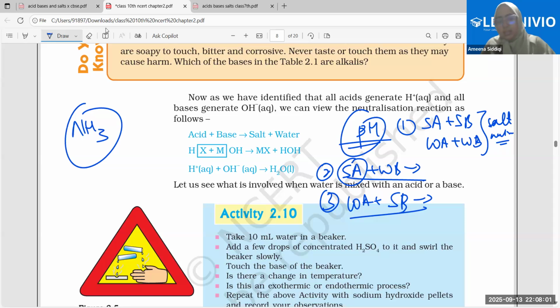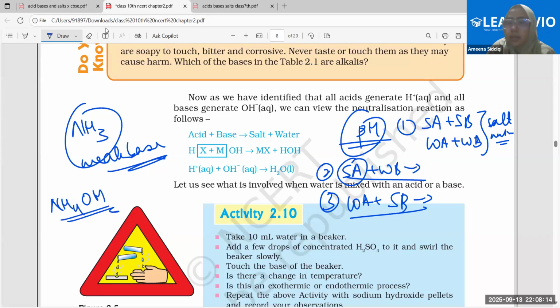Yes, bacho. NH3 is a weak base, bacho. It will dissolve in water to form ammonium hydroxide, which is a base. We have discussed this, bacho.